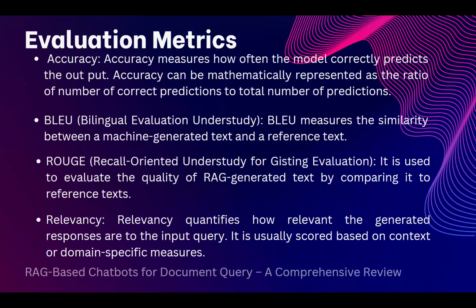And the next is Recall-Oriented Understudy for Gisting Evaluation. This is also used to compare how close the machine-generated and reference texts are. And then relevancy. Relevancy helps in understanding how much the generated response is related to the query keywords.